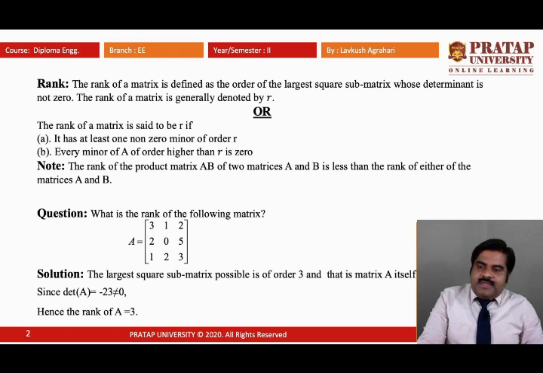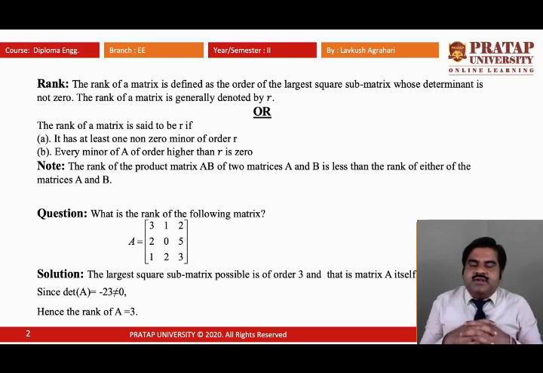Another definition is, the rank of a matrix is said to be r if it has at least one non-zero minor of order r and every minor of the matrix of order higher than r is 0. That means we can say that if the order of the given matrix is 3 cross 3, on the calculation of the determinant of the matrix, if we get 0, it means that the rank of the matrix cannot be 3. It can be less than 3, that is, it may be 2 or it may be 1.